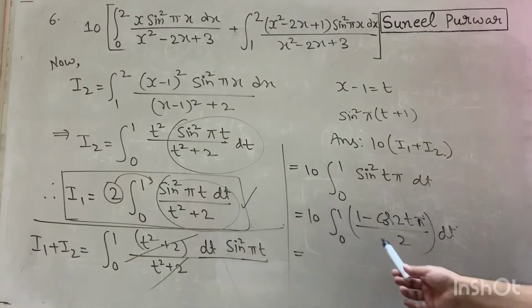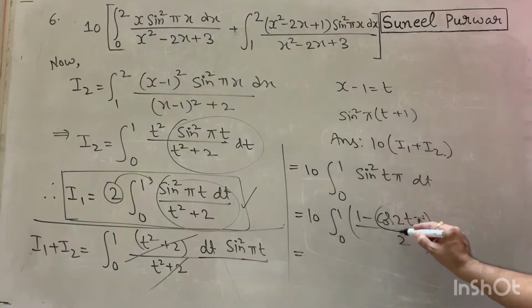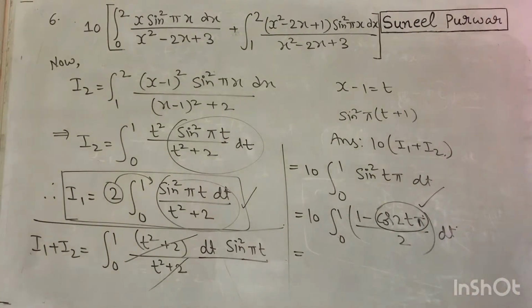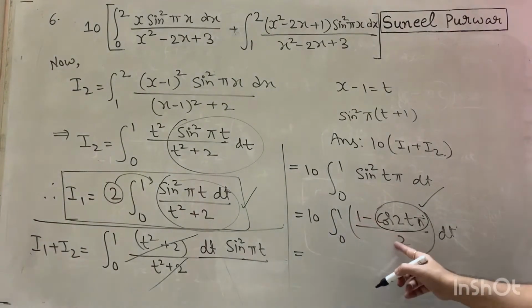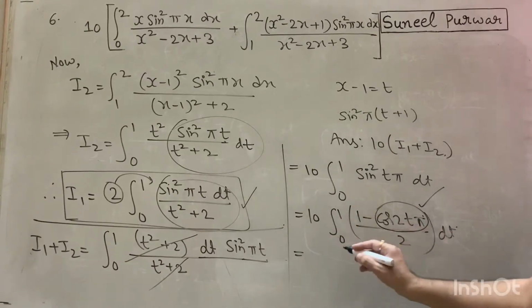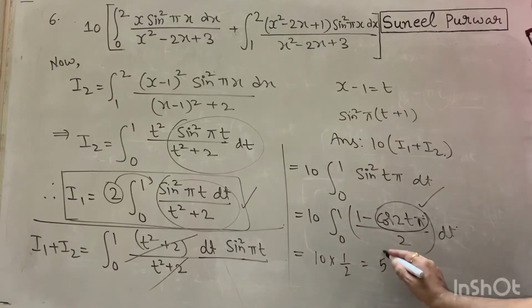So this is a simple integral. You can calculate this on integration and applying the limits. The cosine part will contribute 0, and this portion 1 by 2 dt will give you 1 by 2 after integral. So your answer is 10 into 1 by 2, which is nothing but 5.